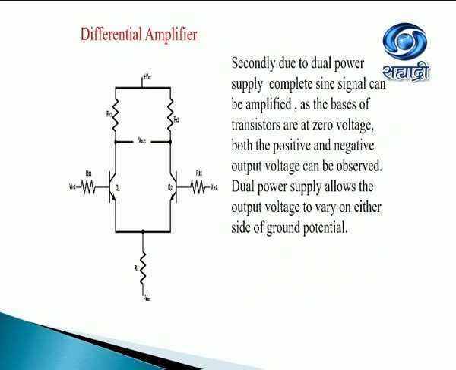Secondly, due to dual power supply, complete sine signal can be amplified. As the bases of transistors are at 0 voltage, both the positive and negative output voltage can be observed. Dual power supply allows the output voltage to vary on either side of ground potential.